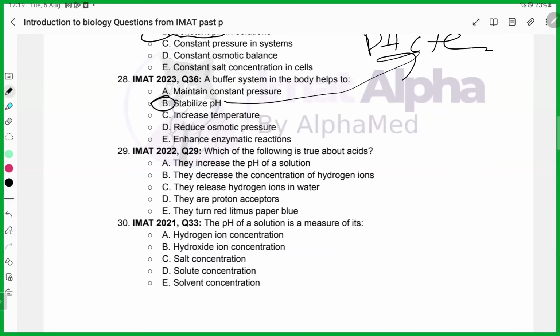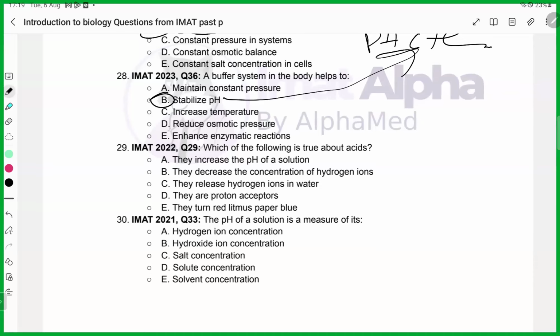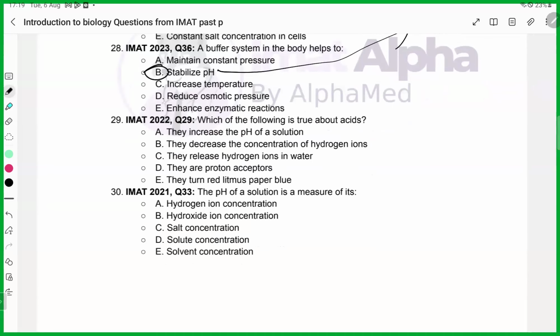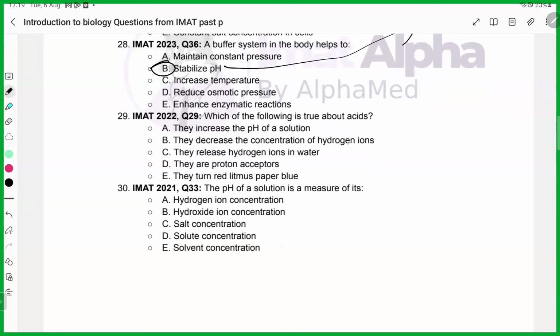Which of the following is true about acids? They increase the pH of a solution, they decrease the concentration of hydrogen ions, they release hydrogen ions in water, they are proton acceptors, and they turn red litmus paper blue. So usually acids release hydrogen ions in water. As we just said, take any acid, let's say HCl, which is H plus, Cl minus. When it dissolves in water, H plus will be there.